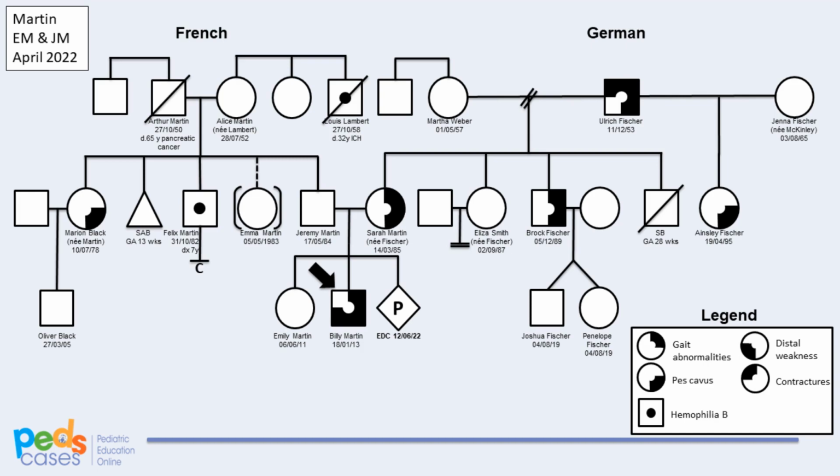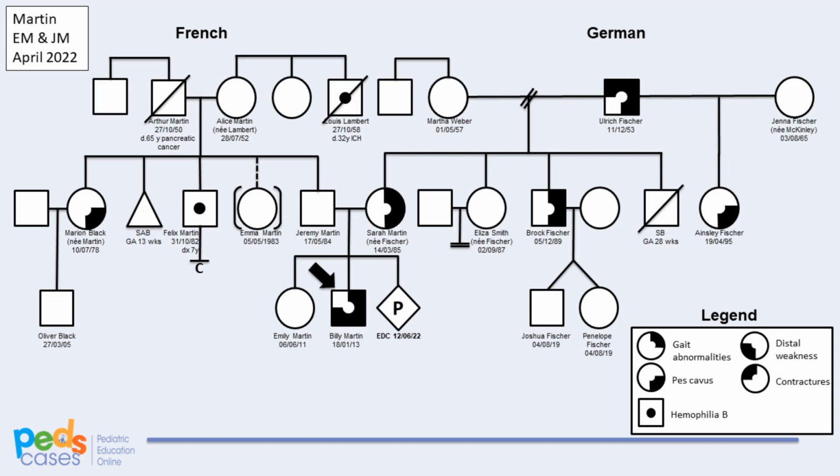If the disorder was X-linked dominant, we wouldn't see any transmission from father to son, which we can see between Ulrich and Brock. Based on Billy's symptoms and this family history, we would want to test for Charcot-Marie-Tooth disease. Based on our pedigree, it seems likely to be the autosomal dominant variant.